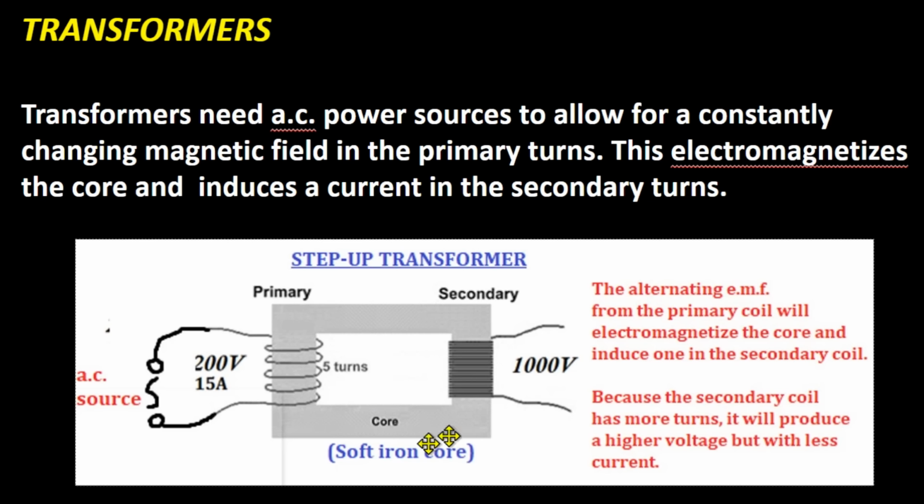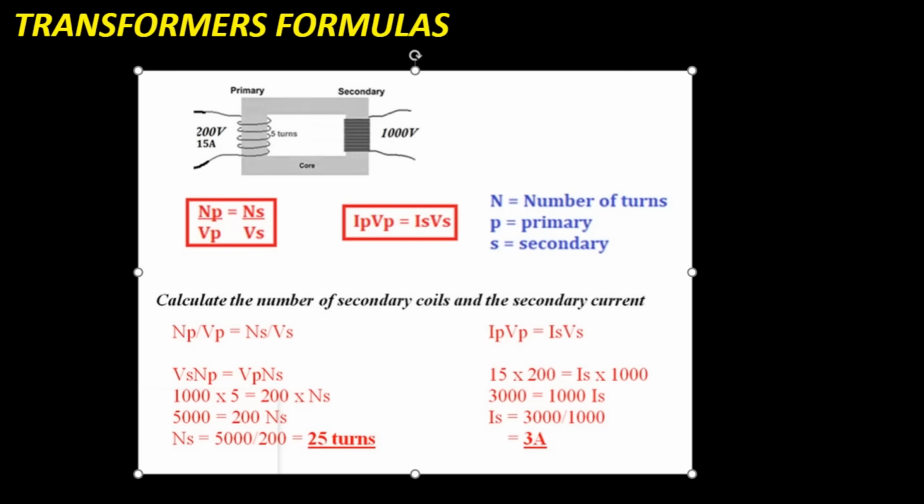a temporary magnet. Because the secondary coil in this case has more turns, it will produce a higher voltage but with less current. This means it will step it up from 200 volts to 1000 volts. Now because 200 can go into 1000 5 times, this means that there will be 5 times more turns on the secondary coil than the primary.